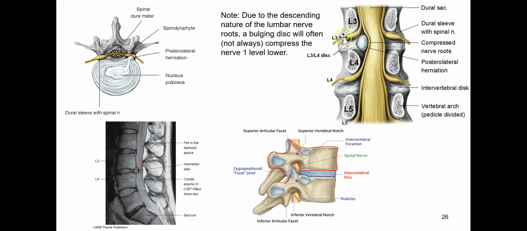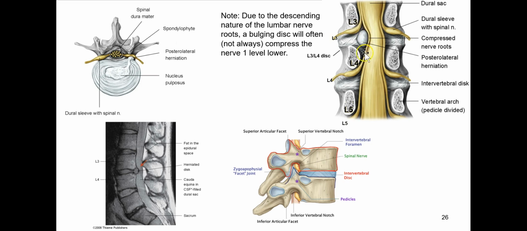So this is the L3 nerve. This is the L3, L4 intervertebral disc. With a herniation, a posterior lateral herniation of the L3, L4 disc, it has a chance of hitting the L3 nerve, and it does quite often, but it has a greater chance of hitting the L4 spinal nerve as it's descending down to exit between L4 and L5.